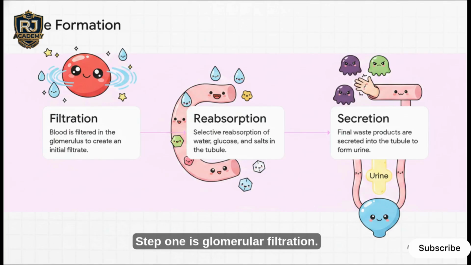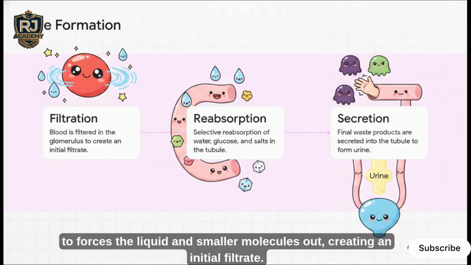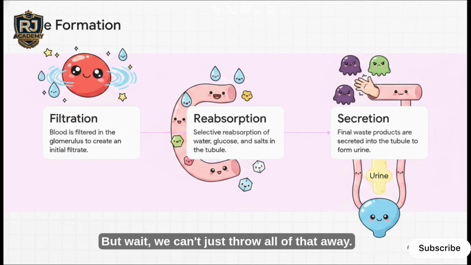Step 1 is glomerular filtration. Blood rushes into a tiny tuft of capillaries, and sheer high pressure forces the liquid and smaller molecules out, creating an initial filtrate. But wait, we can't just throw all of that away. That brings us to step 2, selective reabsorption.